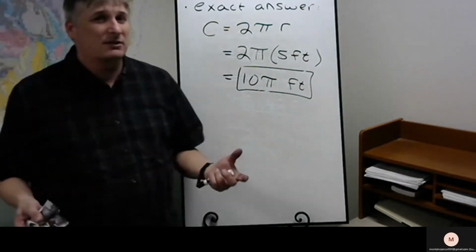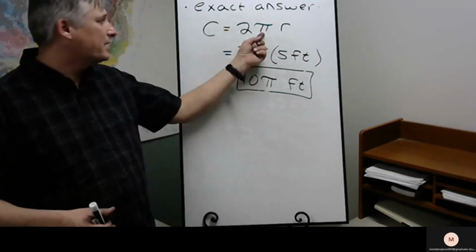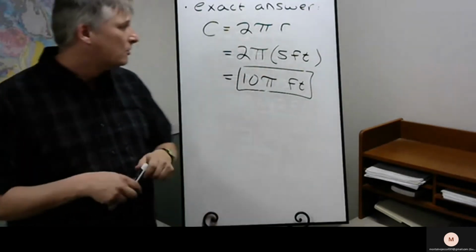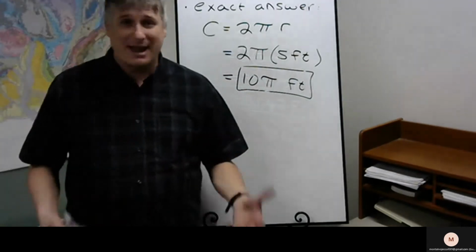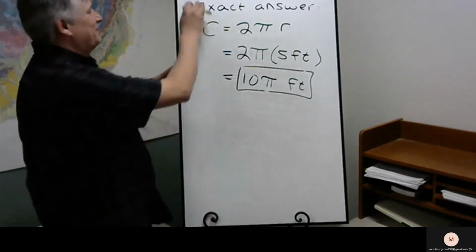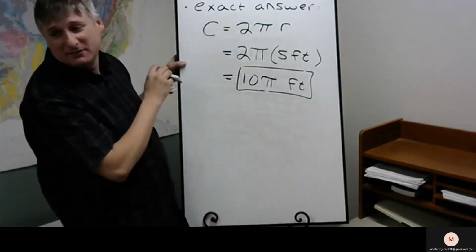And again, there are 2 types of answers. You can use an approximation for pi, and that will give you an approximate answer. Or you can use pi as just a symbol, and that's going to be your exact answer. Any questions about that?